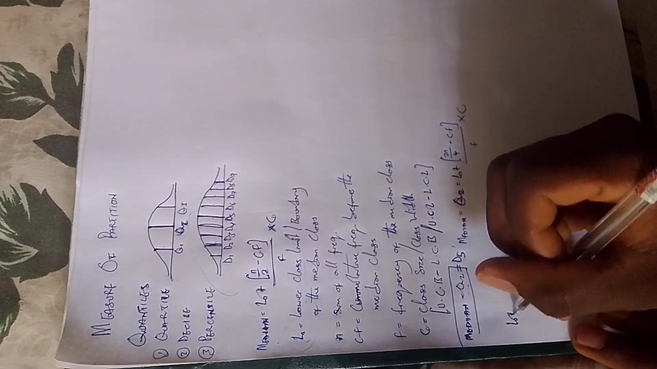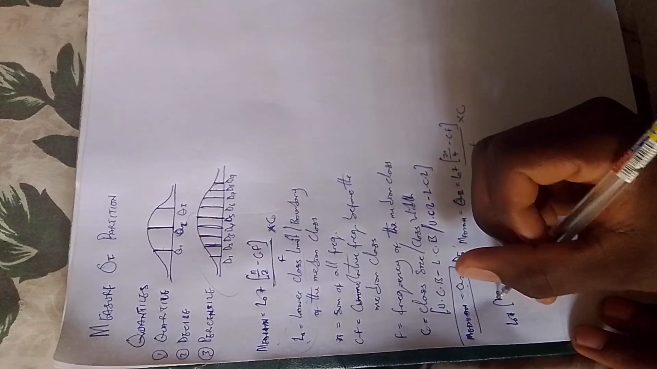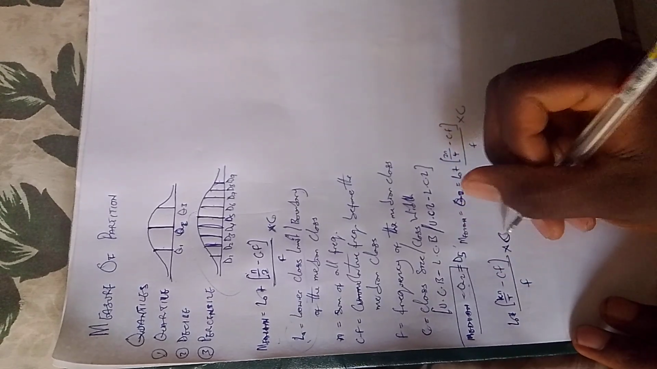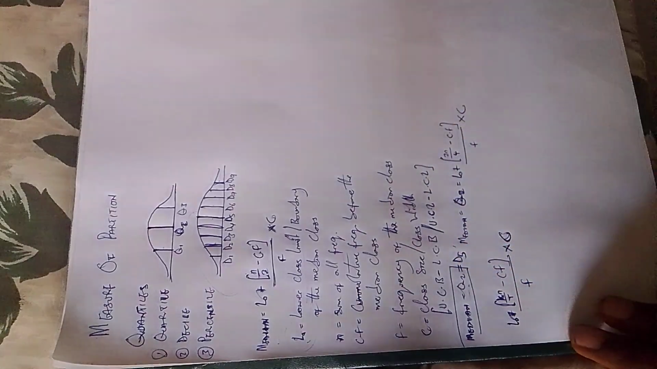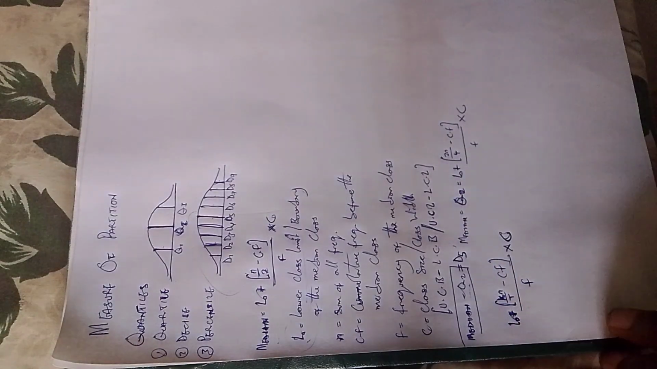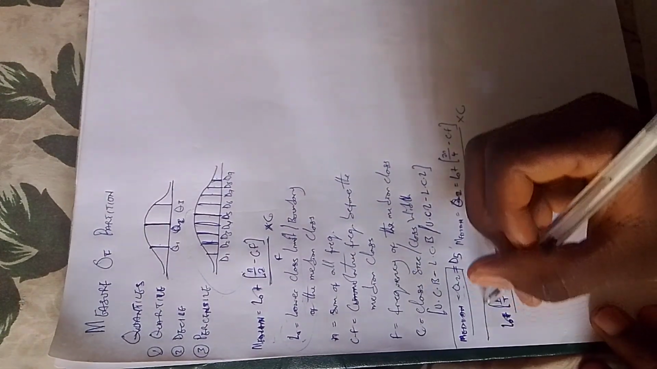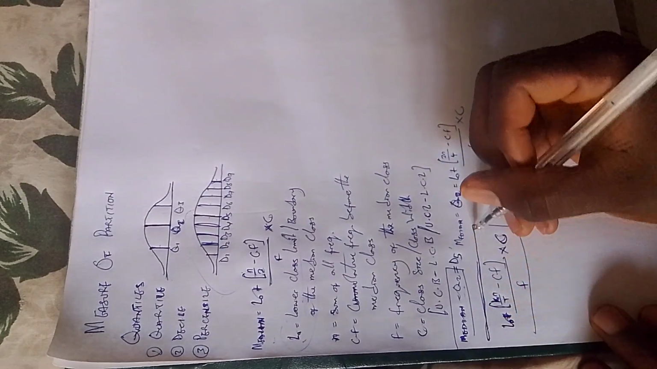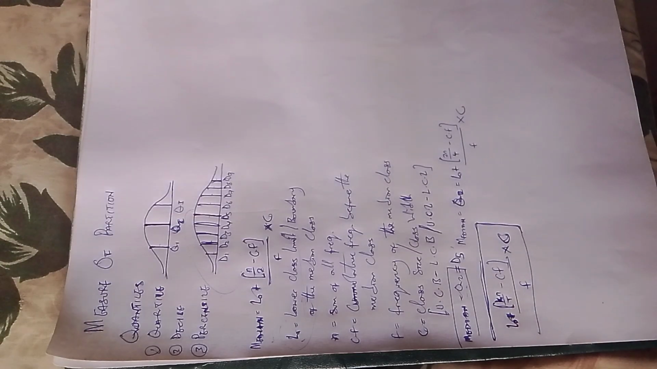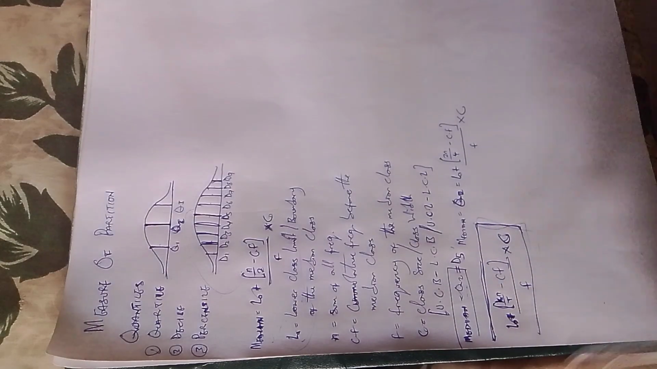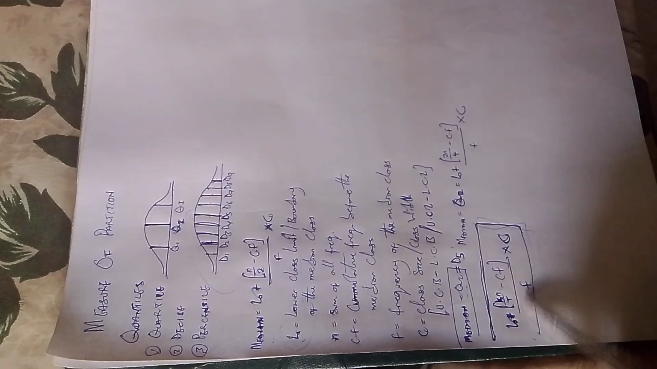For any measure of partition that you're calculating, this is the formula: L naught plus Kn over T minus Cf over F times C. You can use it to calculate any measure of partition, whether the 75th percentile, 23rd percentile, 7th decile, or 3rd quartile. Just use this formula to calculate it: L naught plus Kn over T minus Cf over F times C.